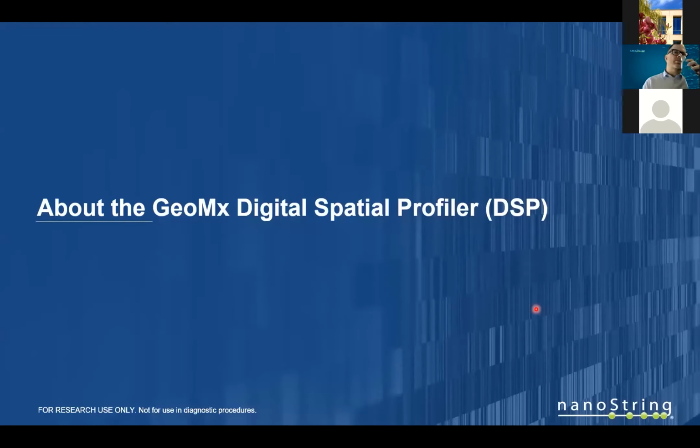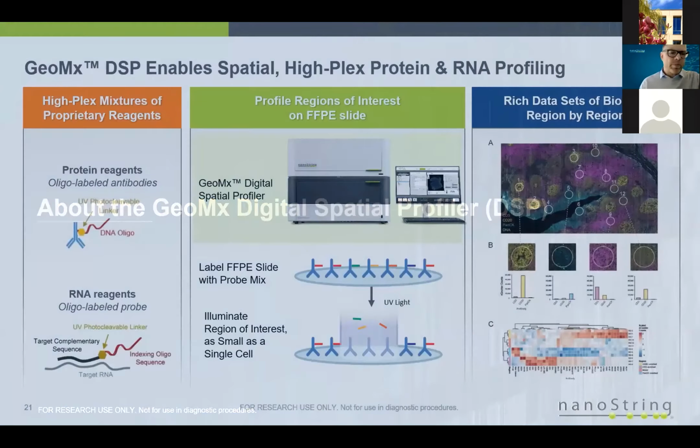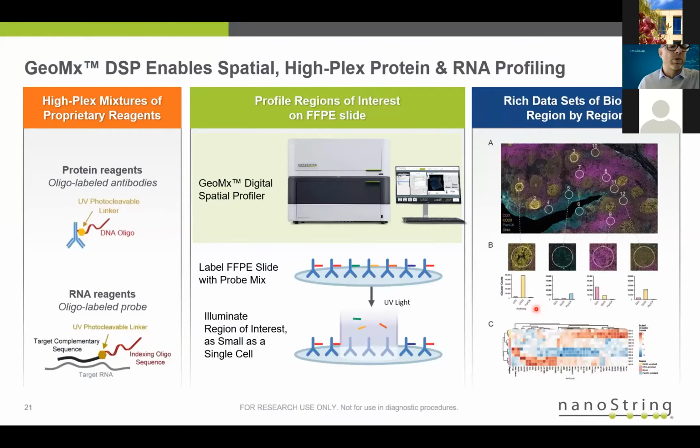So how does the DSP work? I'm not going to go into too much detail, but it's important to reiterate because Fadi went into this a lot earlier. Just in case, we have a photocleavable linker. If you wanted to do protein work, this is attached to an antibody. Or if you wanted to do mRNA quantification, it's attached to a complementary sequence. When UV light hits, the indexing oligo sequence gets released. And this is what, in essence, then gets read either by the nCounter or an NGS system downstream.